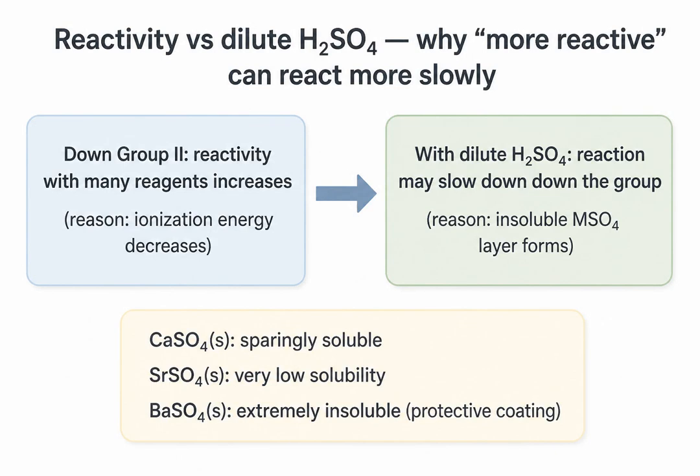In general, Group 2 metals become more reactive down the group because ionization energies decrease, so forming M2+ is easier. But with dilute sulfuric acid, the reaction can become slower for the heavier metals because sulfate salts become less soluble down the group. Calcium sulfate is only sparingly soluble, strontium sulfate is even less soluble, and barium sulfate is extremely insoluble. These sulfates can form a coating on the metal surface, blocking further contact with the acid and slowing the reaction even though the metal itself is intrinsically more reactive.